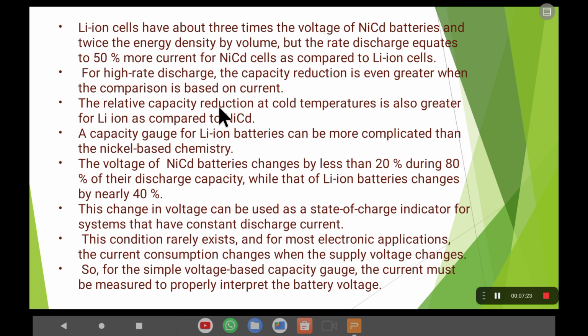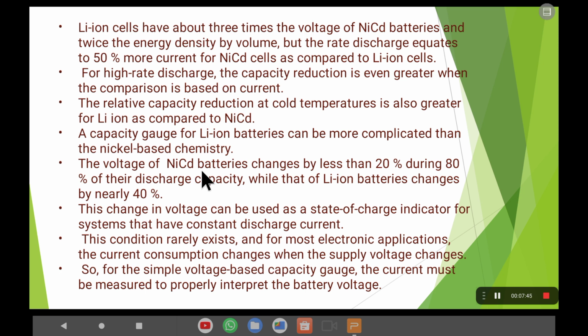As well as the relative capacity reduction at a cold temperature is also greater for lithium as compared to the nickel based batteries. That means if the temperature is very low, at that time the battery life also reduces very quickly. As well as the capacity gauge for lithium batteries can be more complicated than for nickel based chemistry. So this is also one more point.